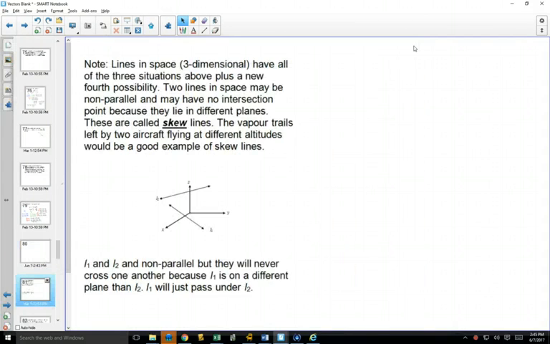Now, in 3 dimensions, we have a new thing that can happen. If we're thinking about lines in 3 dimensions, you could have the same thing. You could have them intersect at one point. You could have them parallel. You could have them coincident, where they're exactly the same. But you could also have them that they're not parallel, but don't intersect.